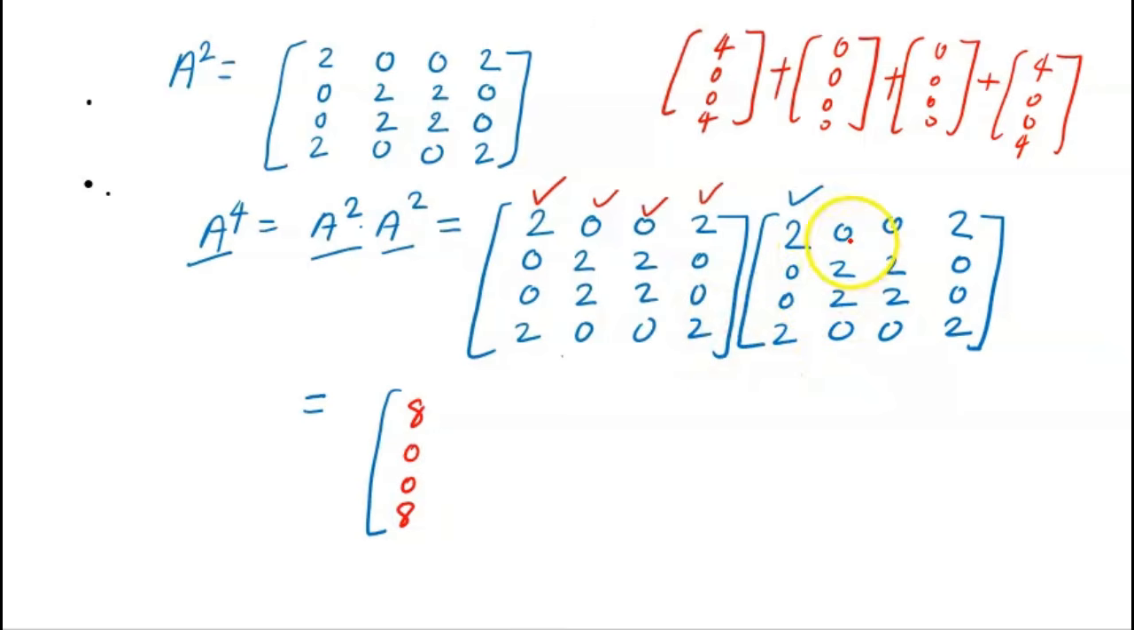What about the second column? 0 times the first, 0 times the last, 2 times the second, 2 times the third. So 4, 4, 0, 0, 0, 4, 4, 0. So I will get 0, 8, 8, 0. Third column: 0 times the first, 2 times the second, 2 times the third, and 0 times the fourth. So again the same thing, there is no change because these 2 columns are same. So I can write 0, 8, 8, 0, and you can see the first and last are same, so I can just write 8, 0, 0, 8. So this is what we have got, a to the power 4.